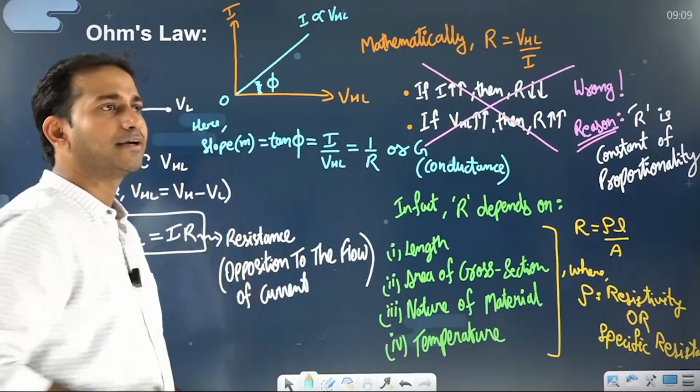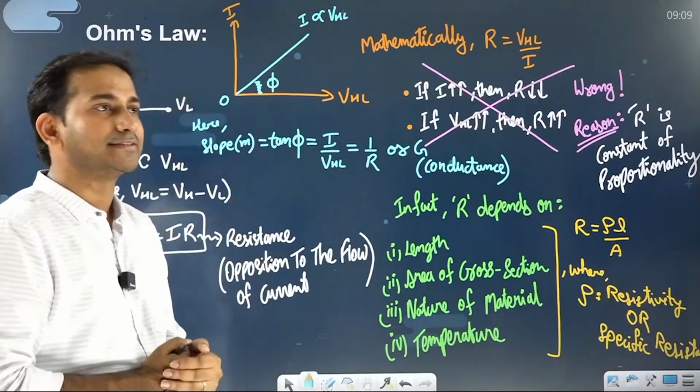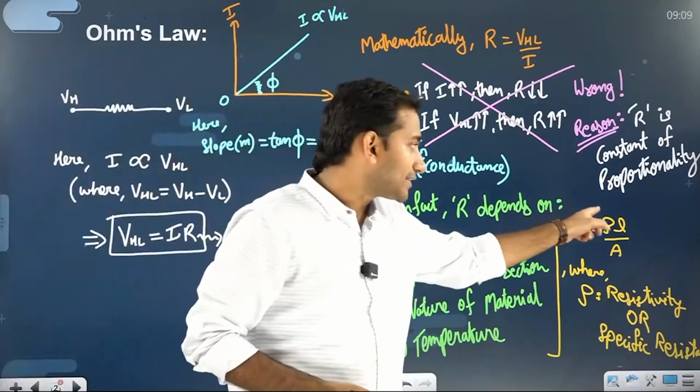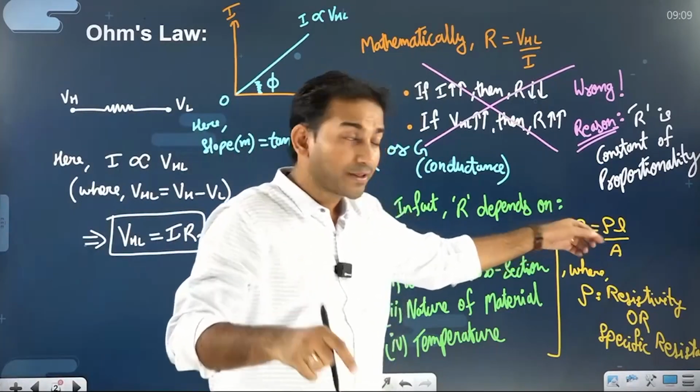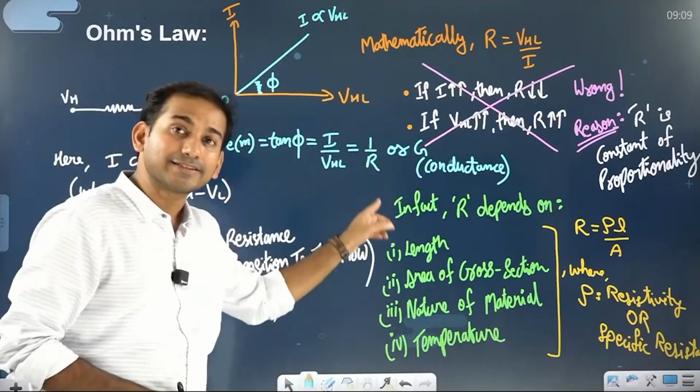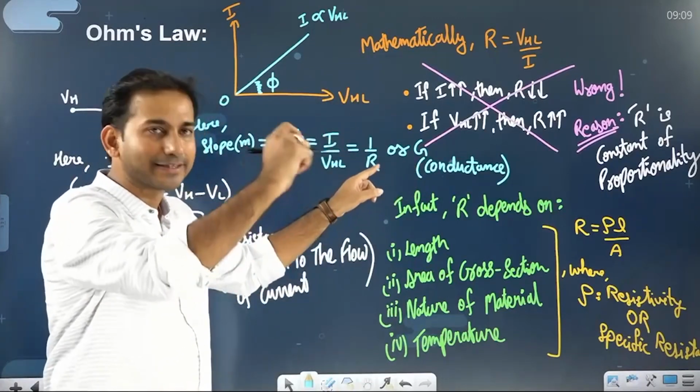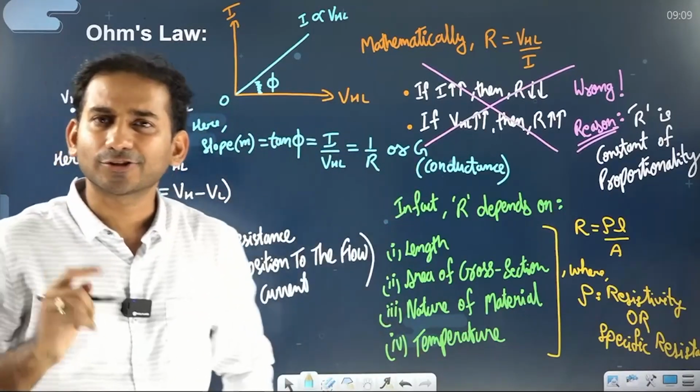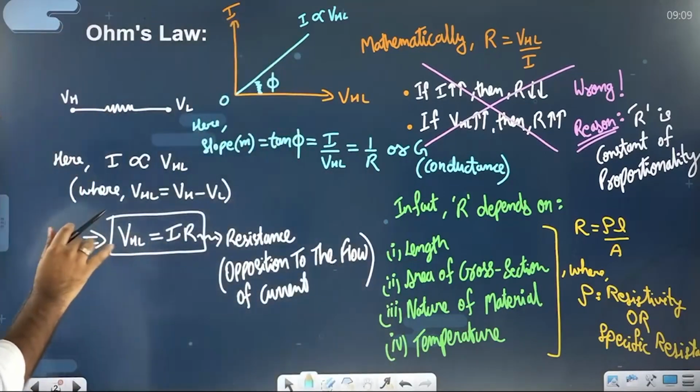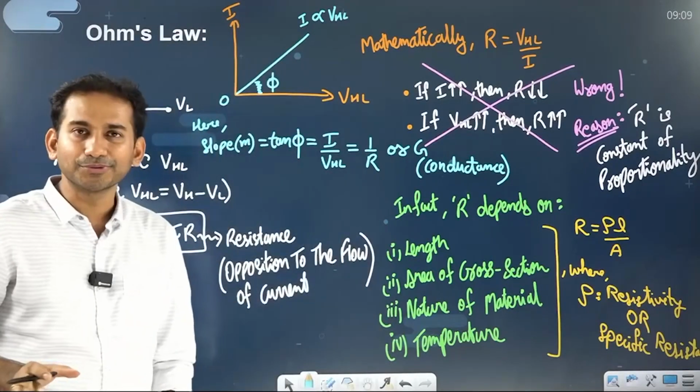No, that's not conductivity, that's conductance. Reciprocal of resistivity will be conductivity, but reciprocal of resistance will be conductance. Is that all right? So I hope the brief overview of Ohm's law is clear to you.